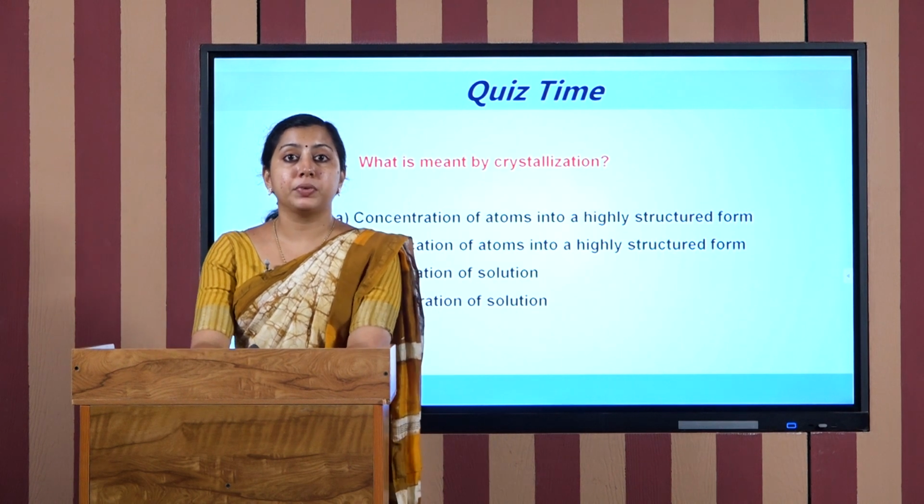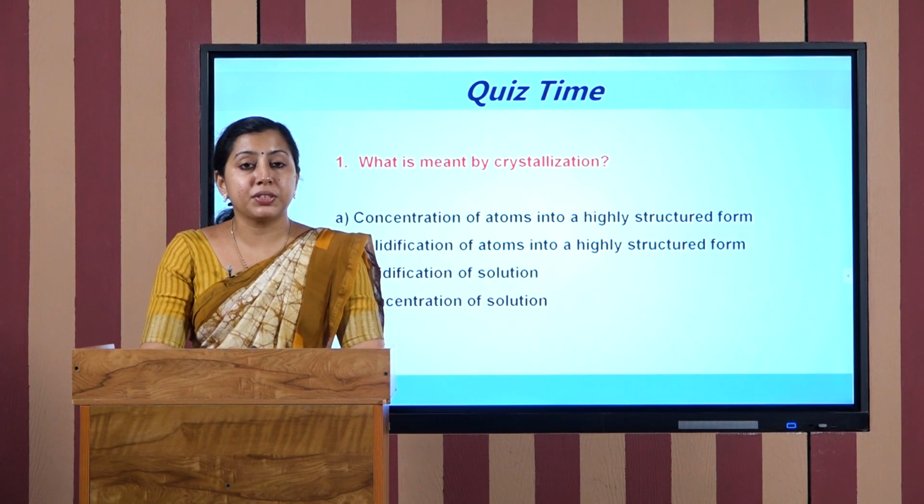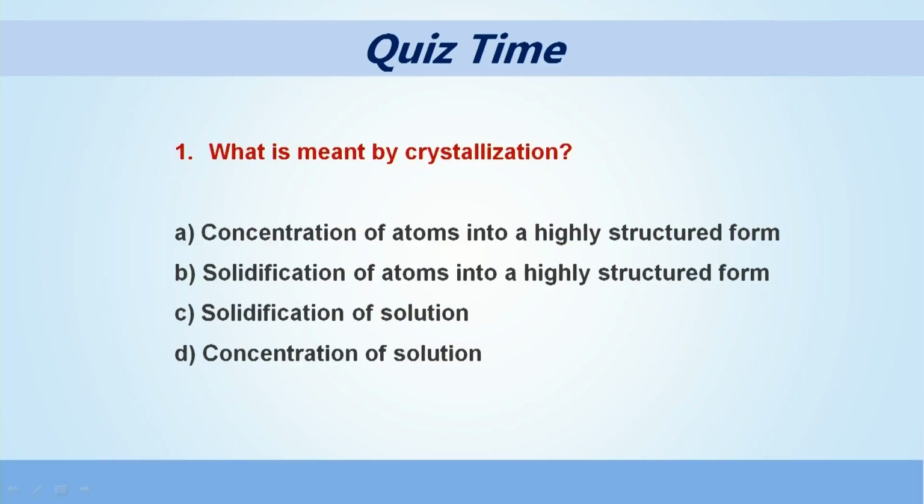Now, we will have some questions based on today's session. The first question is, what is meant by crystallization? So, we have four options. Option A, concentration of atoms into highly structured form. Option B, solidification of atoms into a highly structured form. Option C, solidification of solution. Option D, concentration of solution.